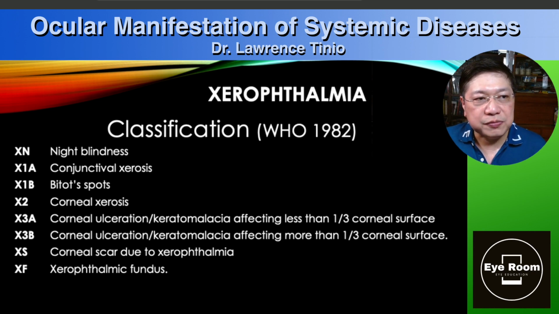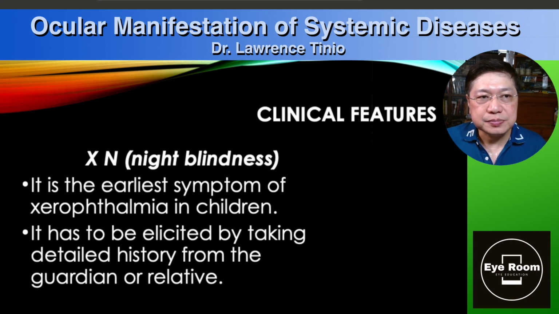They start to have conjunctival xerosis, X1A, X1B, or Bitot's spot. We'll show you this later. Patient could also have problems in the cornea, and we label those from X2 to X3B. And later on, if you have a problem with the fundus, we call it XF or a xerophthalmic fundus. I'll show you more about this later. So let's start with night blindness.